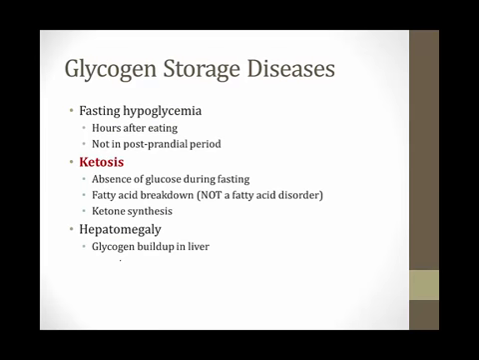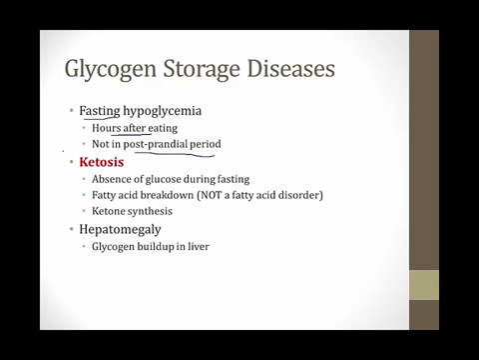Let's talk about how to recognize these two glycogen storage diseases now. Babies who have a glycogen storage disease develop fasting hypoglycemia, and the key word is fasting. They can't break down glycogen to maintain their blood sugar levels in the fasting period. So the hypoglycemia is going to present hours after eating, not immediately after eating. In other words, it won't present in the postprandial period.